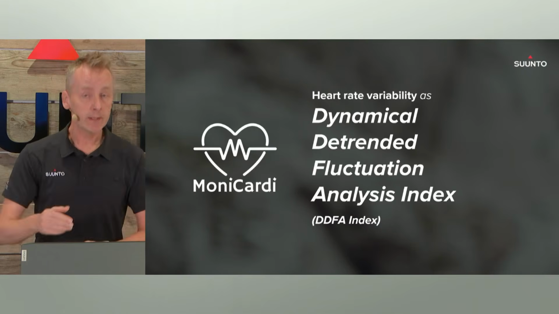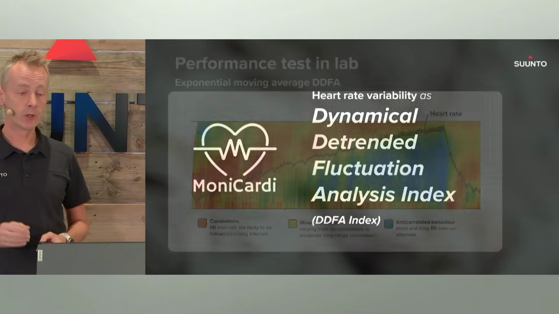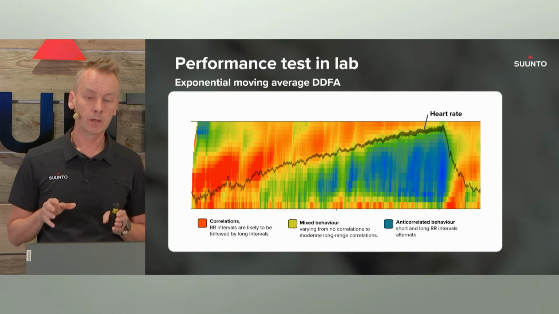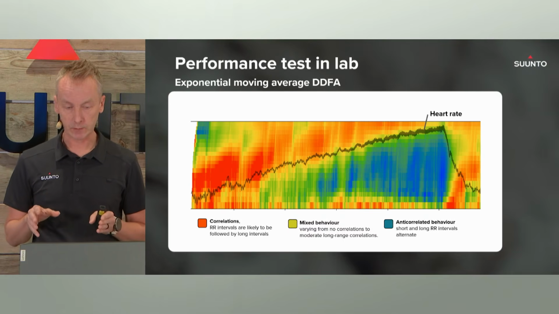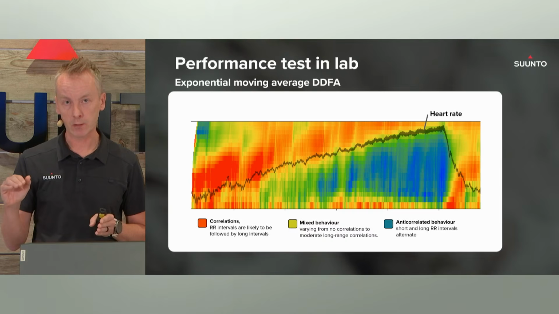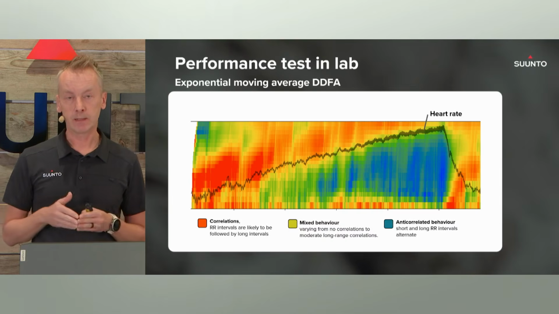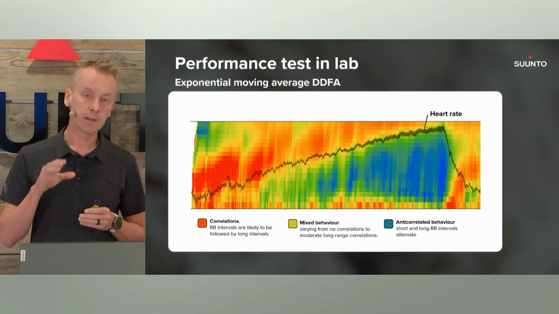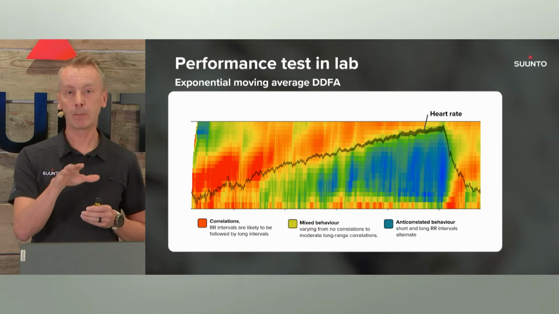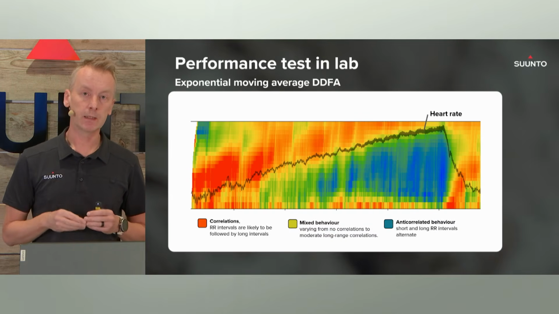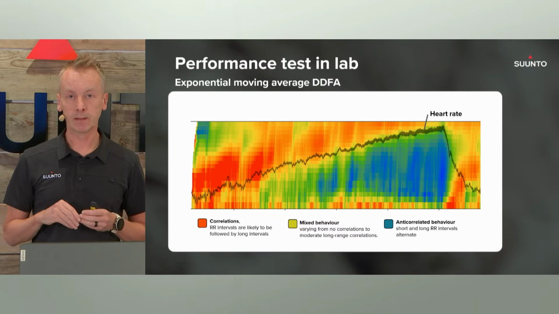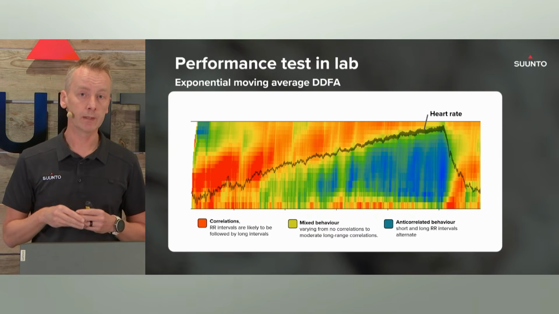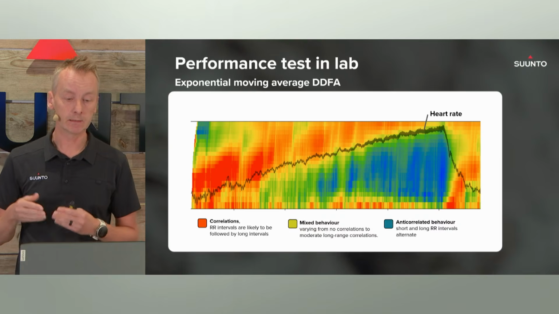In order for you to understand what this means, let me show you one picture. This is a DDFA analysis from a ramp-up test in the laboratory. You can see the black line is heart rate. The x-axis means time, so the intensity increases throughout the laboratory test. And then you see a color-coded map behind it, which means each beat-to-beat value is color-coded based on how it correlates to other heart rate variability time spans.